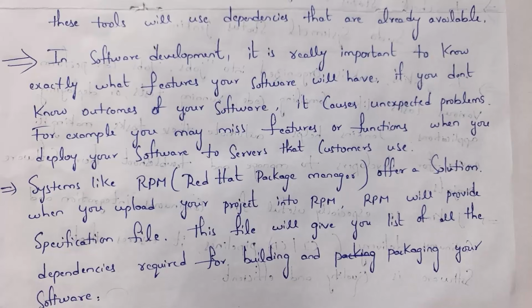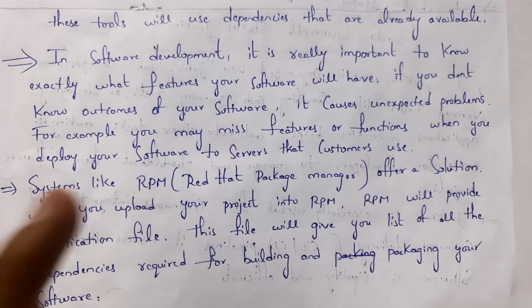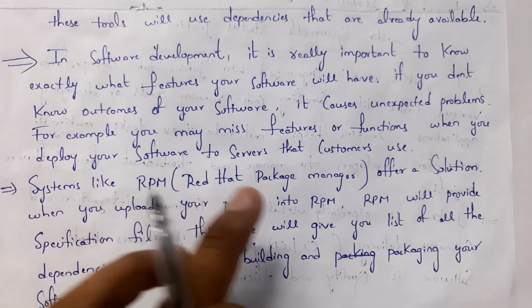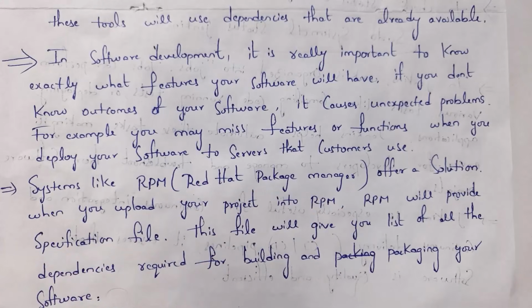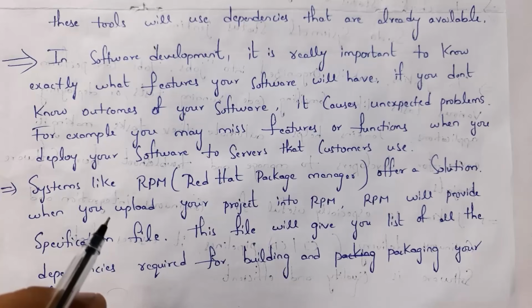So if you don't know the dependencies required for your project, then you can use tools like RPM, where RPM stands for Red Hat Package Manager. Whenever you upload your project into RPM, RPM will automatically provide the dependencies that are required for your project. Based on that, you can create dependencies.